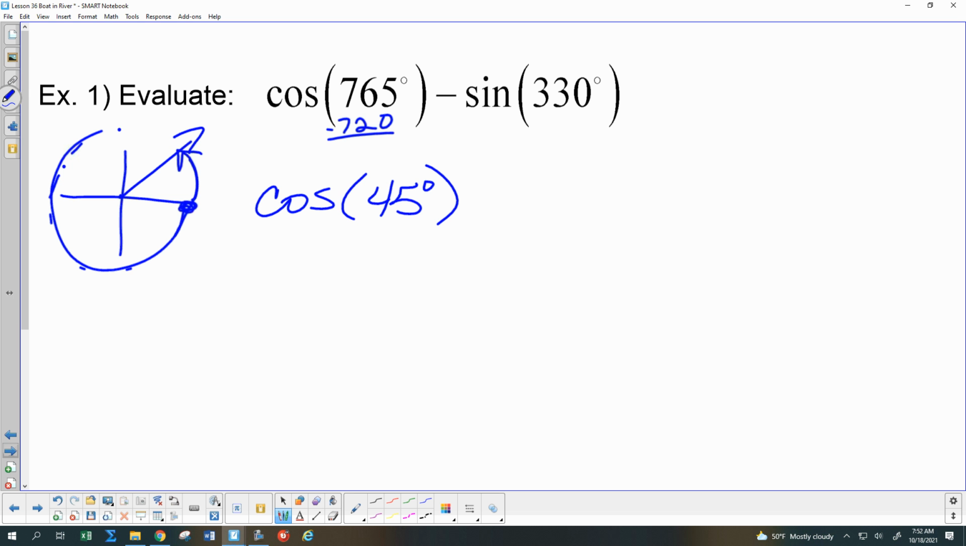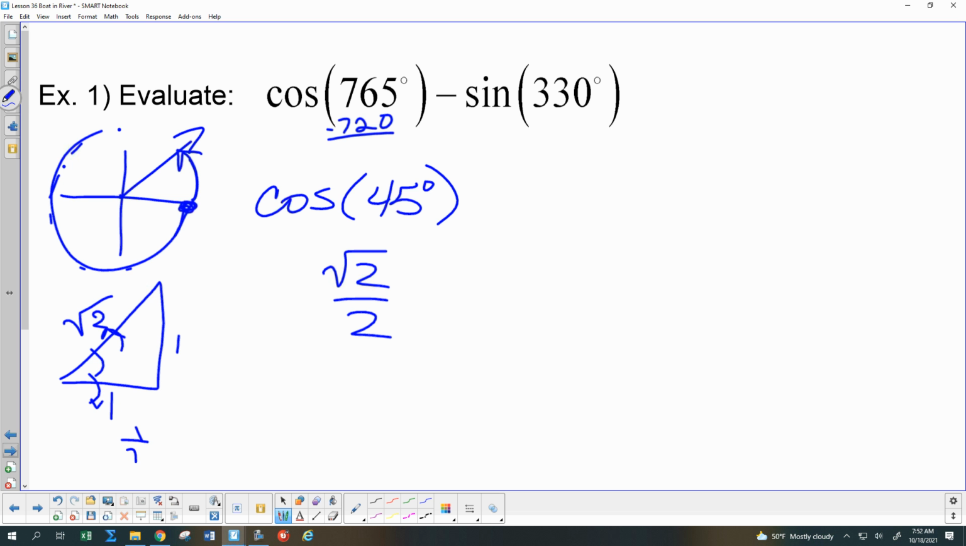If we have memorized that the cosine of 45 degrees is positive root 2 over 2, we write it down. If we haven't, we say, well, here's what my triangle looks like, 1, 1, root 2. Adjacent is 1, hypotenuse is root 2, and if I rationalize the denominator, I get root 2 over a regular 2. Then I need to subtract the sine of 330.